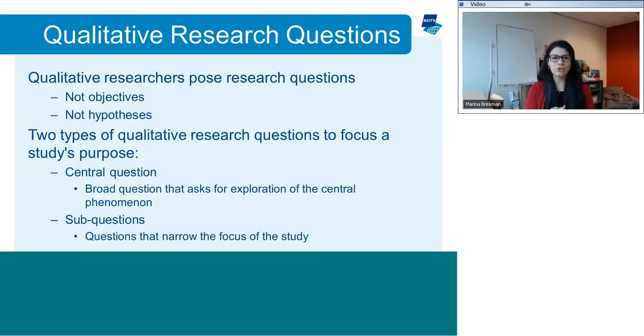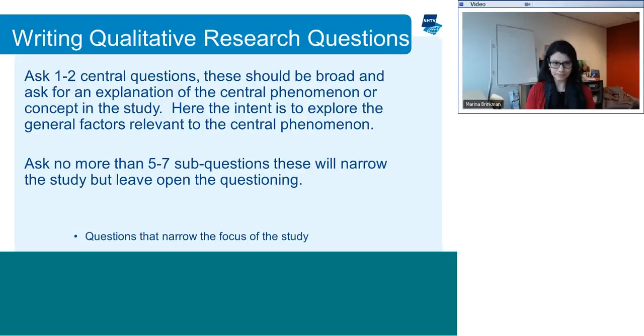So when we look into how qualitative research questions can be formulated, we see that qualitative researchers, according to some of the authors that I refer to, don't use lots of objectives. Hypotheses are not formulated, and you are able to find two types of qualitative research questions. A central research question, which is formulated usually in a very, very broad way, and a couple of sub-questions which help you to narrow down and focus your study.